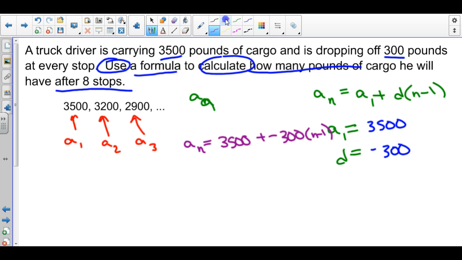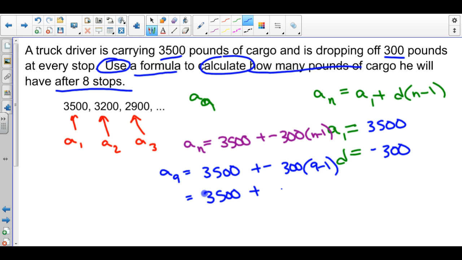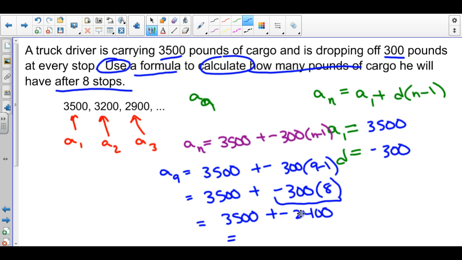And we are going to calculate the 9th term. So in order to calculate the 9th term, we're just going to substitute the value of 9 in for n. So I have 3,500 plus negative 300 times 9 minus 1. 9 minus 1 is 8. So order of operations tells you should do this part next, because this is multiplication, and then you would add. So you have 3,500 plus negative 2,400, and that is 1,100 pounds.